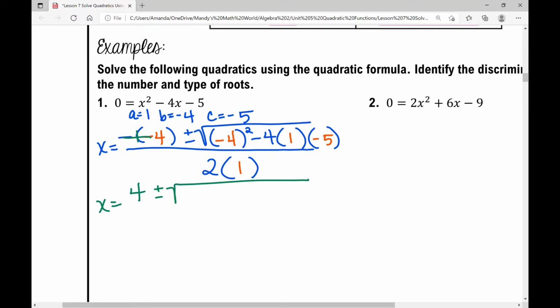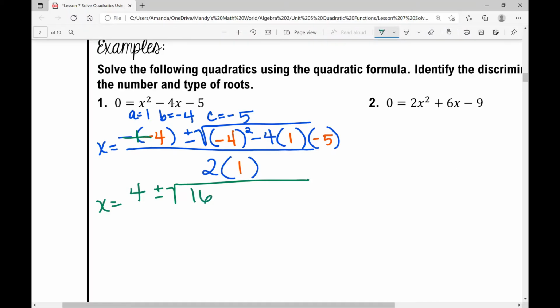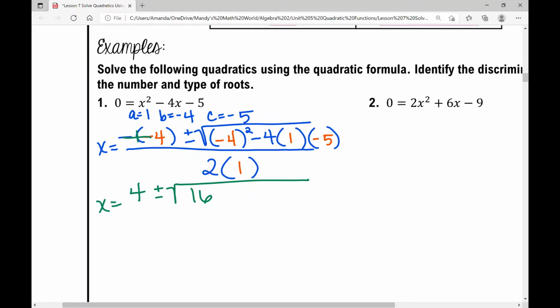And then we're going to simplify and find the discriminant first. Negative 4 squared, I'm just going to condense this down using my order of operations. Negative 4 squared is positive 16. And then I'm going to do the second part, right? Negative 4 times a times c. So negative 4 times 1 is negative 4. Negative 4 times negative 5 is positive 20.